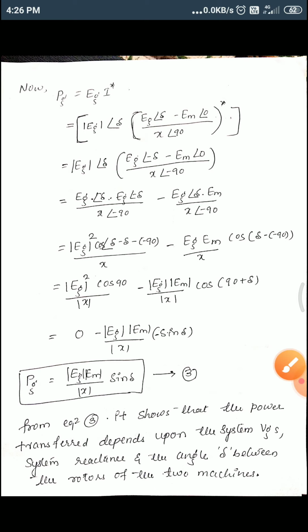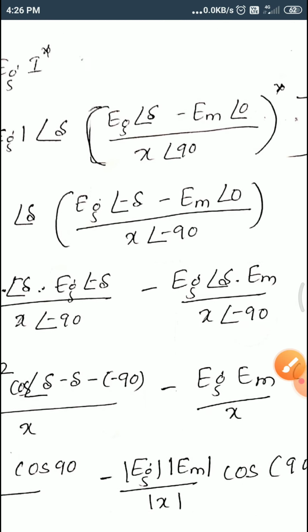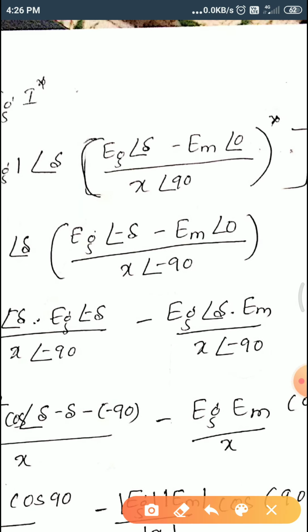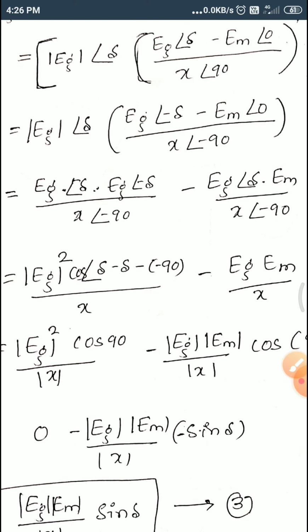But you should be careful while considering this. It is E at an angle delta, meaning we have to express both in magnitude and angle. So E at an angle delta minus Em at an angle 0. This divided by jX is nothing but X at an angle 90, because j indicates 90 degrees. Then further simplification as we have done earlier.